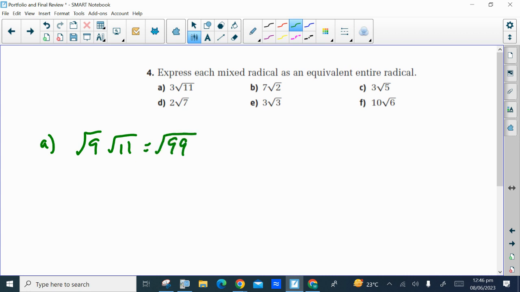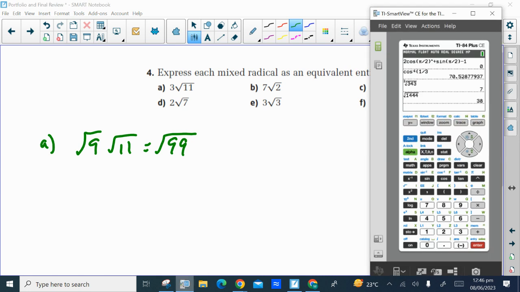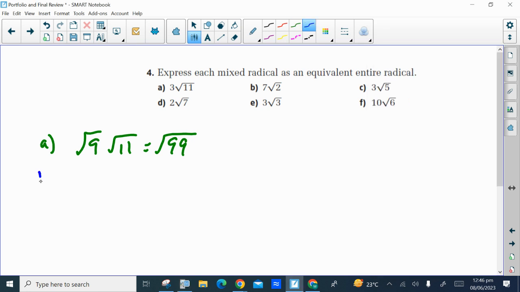The answer to that is root 99. That is an entire radical. There's no coefficient. And you can check to make sure that the number that you started with, which is that decimal, is equal to the answer that we got, and they are. So that means that our number, root 99, is correct. It's an entire radical, and it's equal to the number we started with.